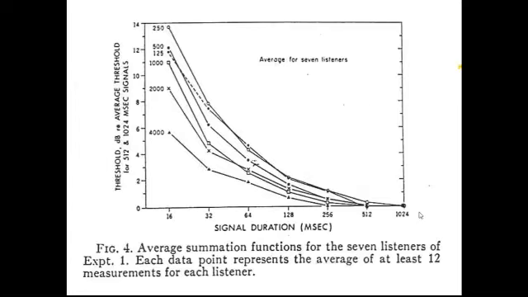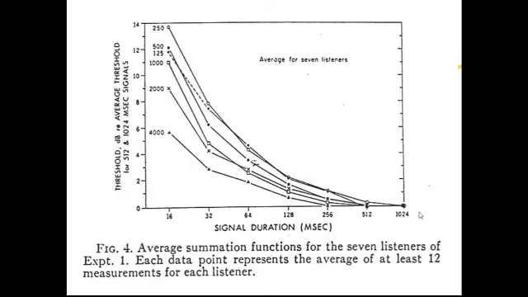Now this is figure 4 from the paper, and this is the average summation functions for 7 listeners, and each data point represents the average of at least 12 measurements for each listener. And so we're looking at this again. We have duration along the x-axis and the threshold in dB referenced to the average threshold on the y-axis.